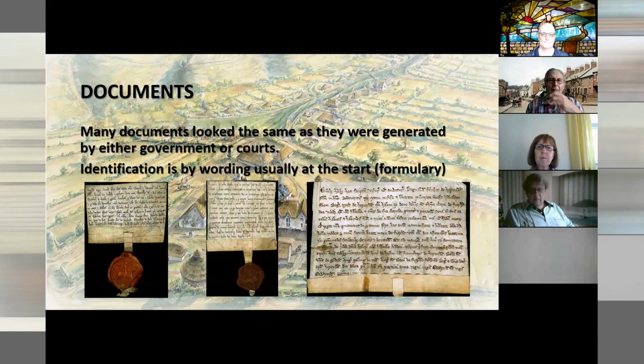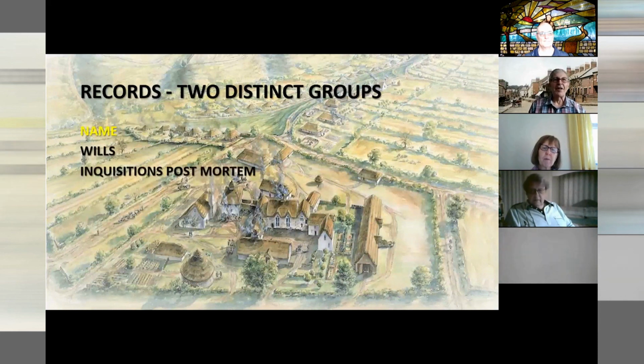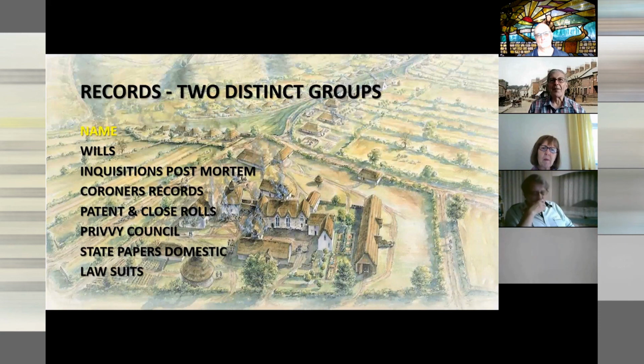The records of the period really fall into two distinct groups. Those that are identified by name, and these include things like wills, inquisitions post-mortem, which has nothing to do with post-mortem, they're inquiries after death, and I'll explain that in a minute or two. Coroner's records, what they call the patent and close rolls, Privy Council records, state papers domestic, and lawsuits. And you've probably not heard of some of them, but these are the type of documents that are available, because these are the legal documents of the period that you're going to need to use to find information.